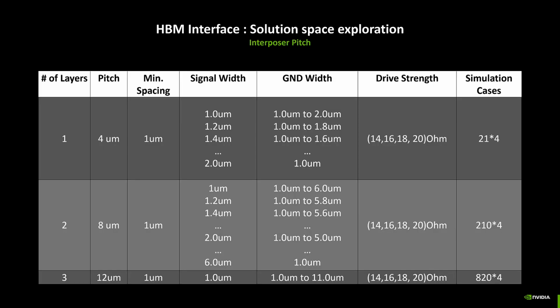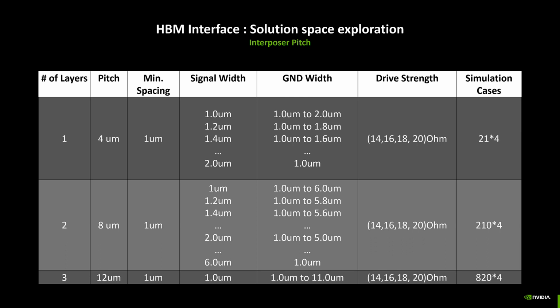Let me walk you through an example where, in an HBM design ecosystem, you could have a huge solution space. As I explained before, if you have just one layer and your pitch is 4 microns and your minimum spacing is 1 micron, you could have a signal width of 1 micron, but you could sweep your ground width from 1 micron to 2 microns. In a similar way, you would end up with, say, 21 cases. And then if you sweep for drive strength, you would have 21 times 4, as shown here. Now this is for just one stackup.